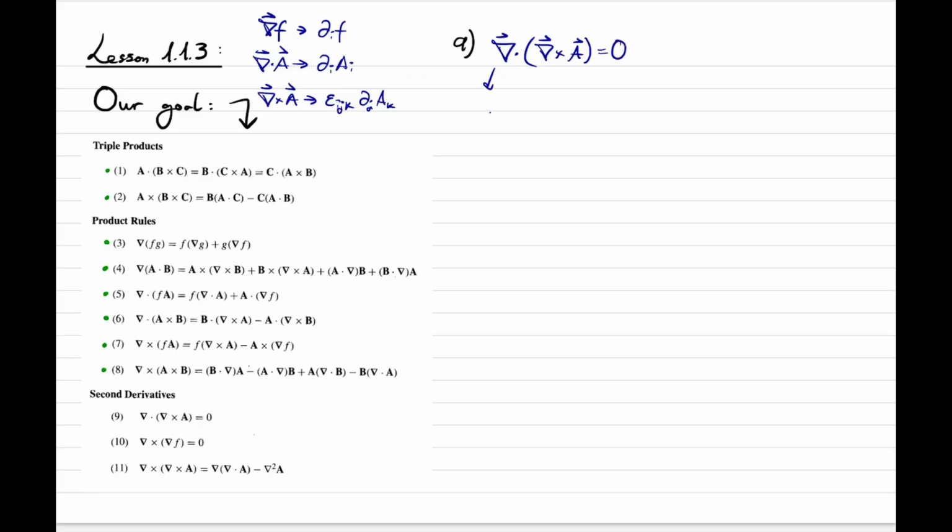We start by translating into index notation, which is simply the contraction of the del operator with the vector curl of A. And we can pull the Levi-Civita symbol out of the derivative because it's always constant.